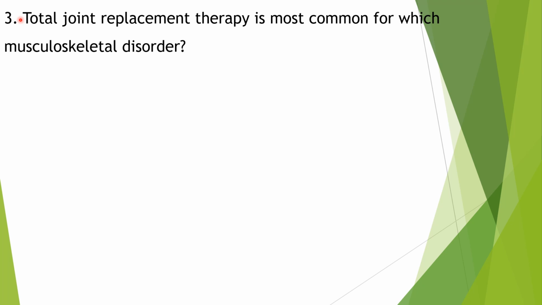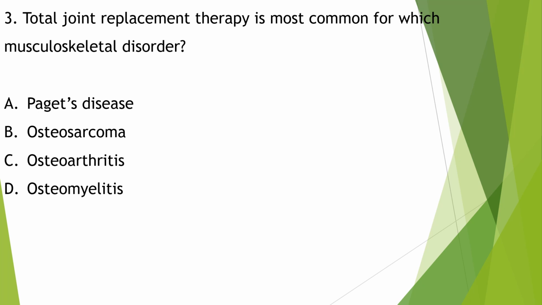Total joint replacement therapy is most common for musculoskeletal disorder. Paget's disease, osteosarcoma, osteoarthritis, osteomyelitis. Osteoarthritis is the most common indication for total joint replacement therapy.